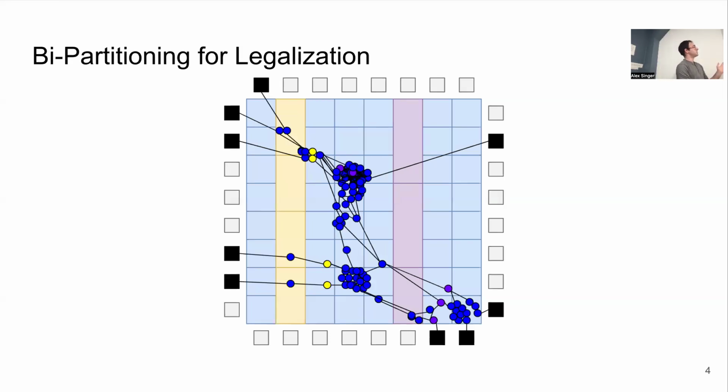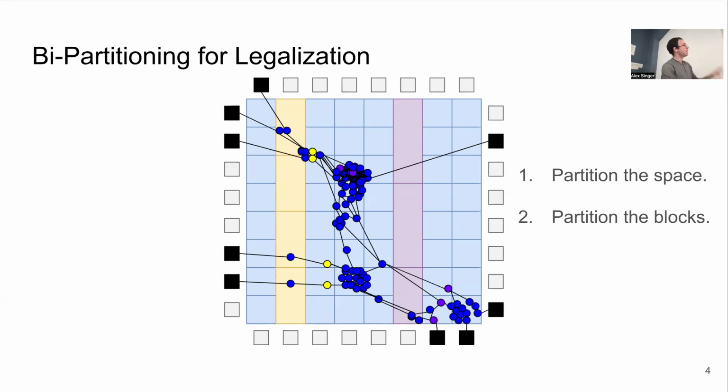Bipartitioning for legalization says the following. Let's look at this space, and we see dense regions, we see not so dense regions. What I'm first going to do is partition the space. I'm going to partition the space in half. Then I'm going to move the blocks onto the side that they're closer to. And then I'm going to repeat.